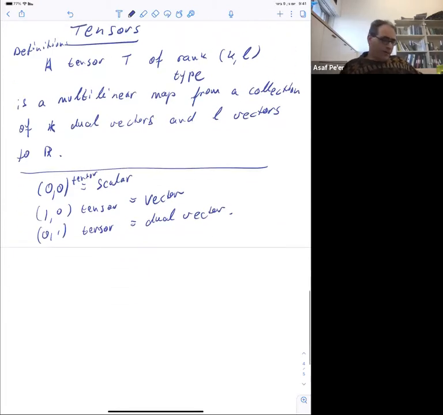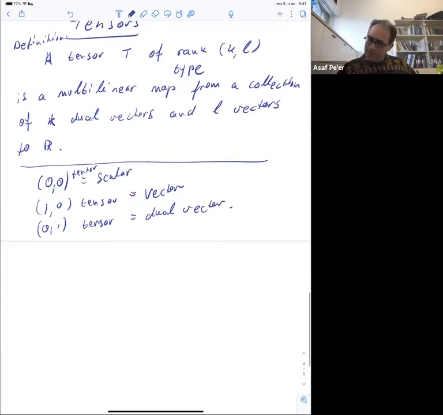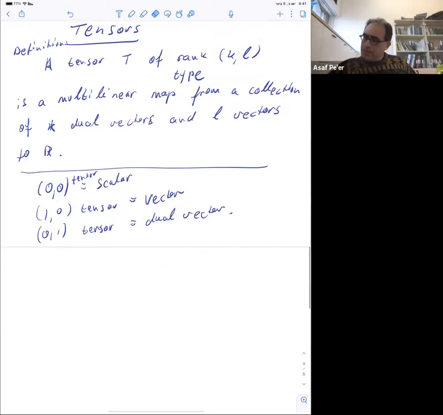What about the transformation law of tensors? Basically, if I have a tensor of rank (k,l), the way I'm going to write it, let's write it here, it will be written as T^{μ1...μk}_{ν1...νl}, with k upper indices and l lower indices. That is a (k,l) tensor.